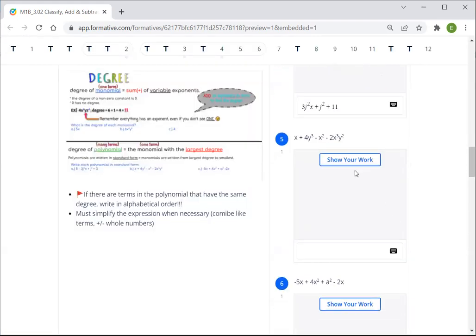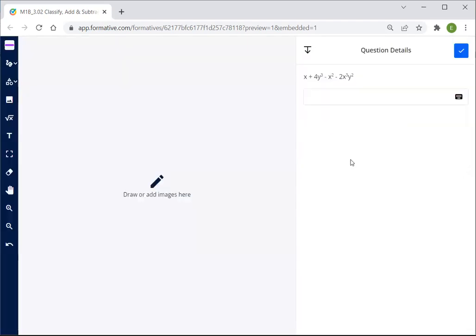Okay, the next one. We want to put in standard form as well. So we want to find the highest degree. So I think this is where they're trying to say that the highest degree is when you add them together. Technically, that is only true if the variables are the same.